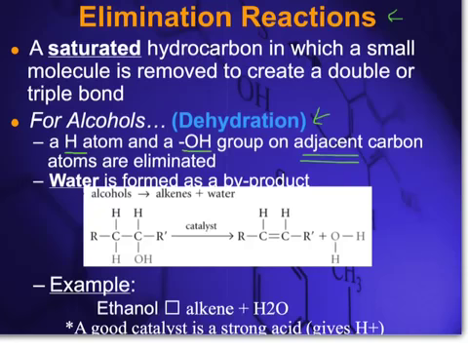removed. Here we have the general example in the reaction of an alcohol in the presence of a catalyst, in this case hydrogen ions, to produce an alkene and water molecules. Specifically, we can say that ethanol reacts with hydrogen ions to produce an alkene, ethene, with water.